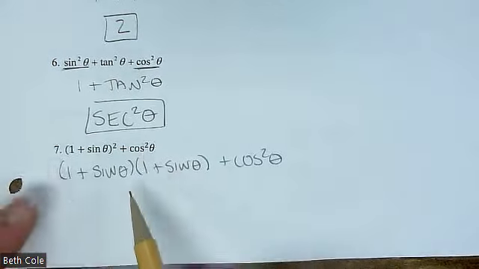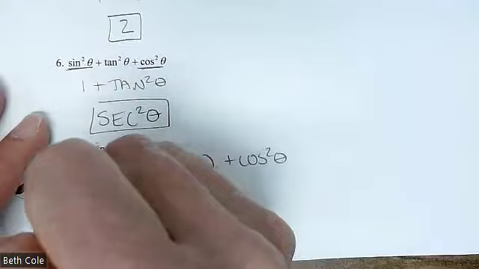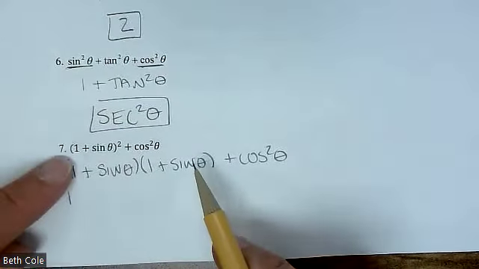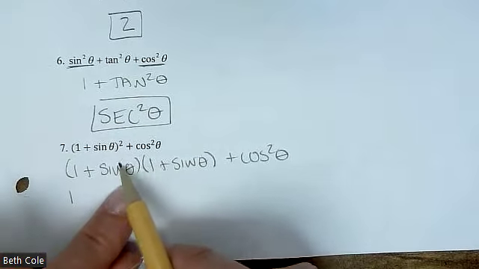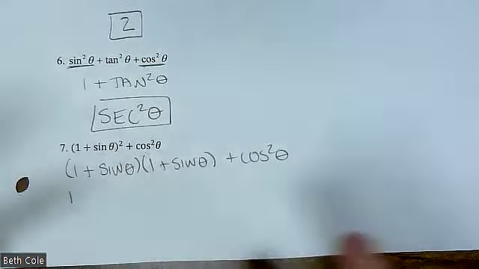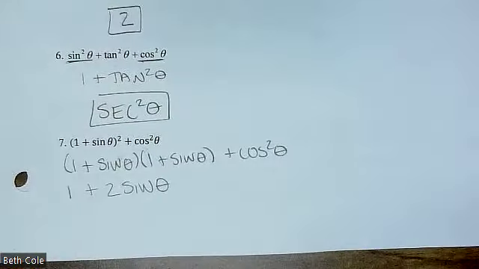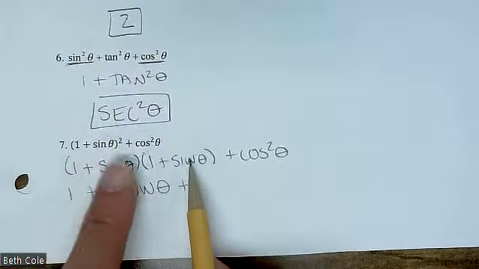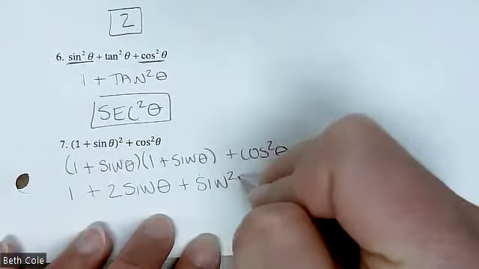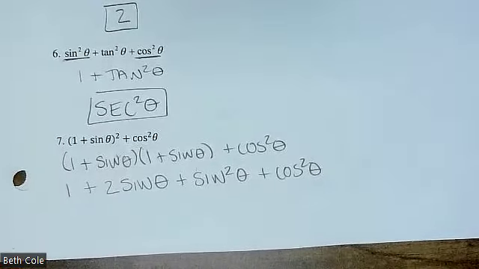All right, we're going to distribute everything together. 1 times 1 is 1. The outsides are going to give you 1 sine of theta. The insides are going to give you 1 sine of theta. So together, that will be 2 sine of theta. 1 plus 1 is 2. That's all that is. And then the last, sine times sine, is sine squared. Good. And then you've got that plus cosine squared at the end there.